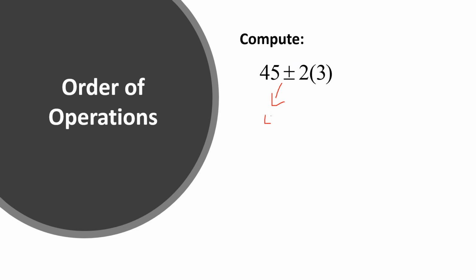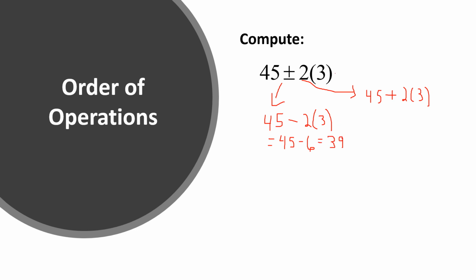So we have 45 minus 2 times 3, and then we have 45 plus 2 times 3. In statistics, when we're doing confidence intervals, this can be thought of as a point estimate plus or minus margin of error. Following the order of operations, we have 45 minus 2 times 3. We do multiplication before we do subtraction. So this is equal to 45 minus 6. And 45 minus 6 is 39.